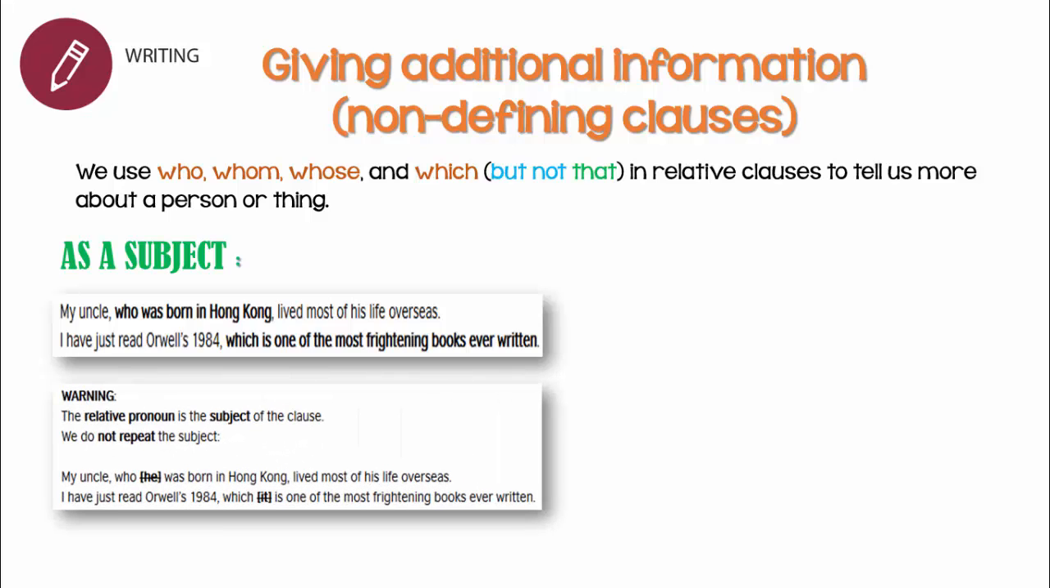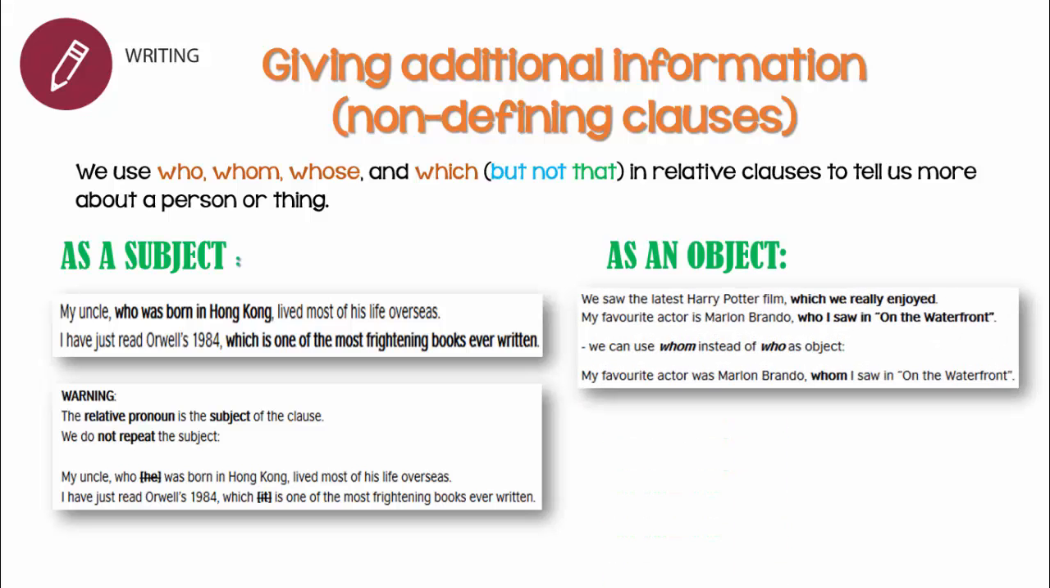Again, warning. The relative pronoun is the subject of the clause, so I do not need to repeat the subject. It is wrong to say, my uncle, who he was born in Hong Kong, lived most of his life overseas. I have just read Orwell's 1984, which it is one of the most frightening books ever written. That is wrong. Again, you can notice that I'm adding extra information that is not defining.